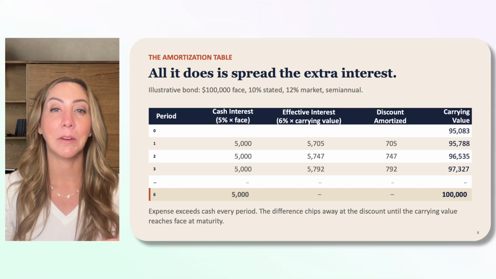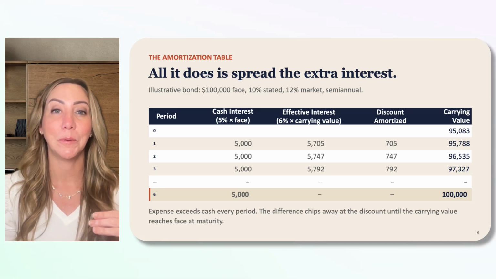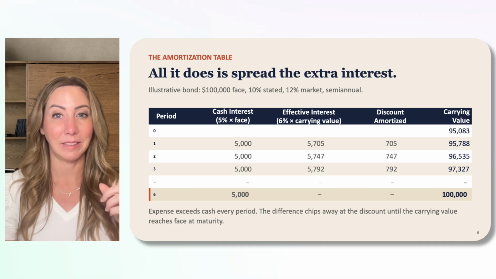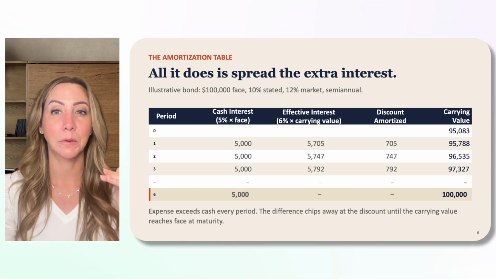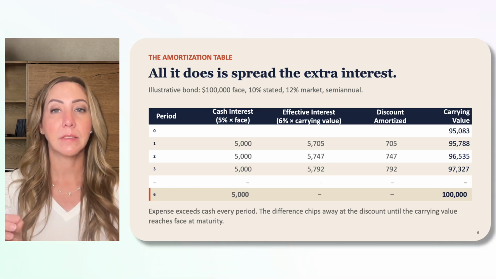Notice that every period expense exceeds cash. The discount shrinks and the carrying value climbs a little higher. The carrying value of the bond, notice that it's increasing. It starts at the amount we actually borrowed, what we sold the bond for. And by the final period, the carrying value has climbed exactly to $100,000, the face amount, right when the bond matures. The schedule self-corrects to land precisely on the face value.